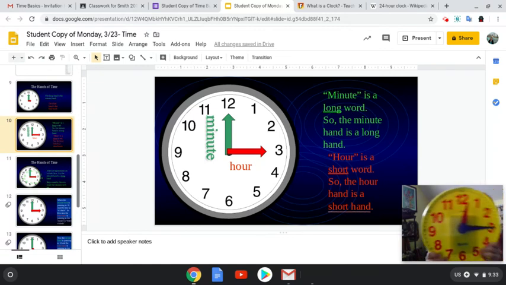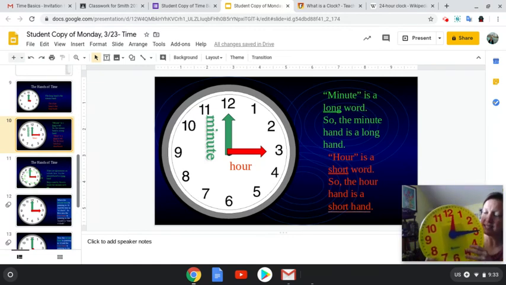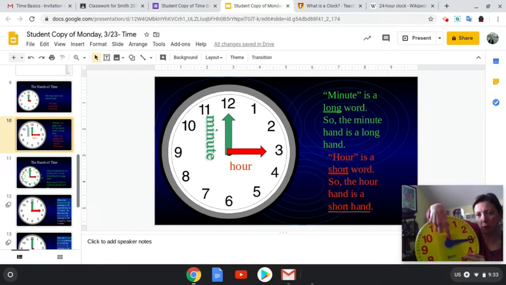Remember this. One way to remember is minute is a long word. It would go long. An hour is a short word. So our hour hand is the short hand, and our minute hand is the long hand.